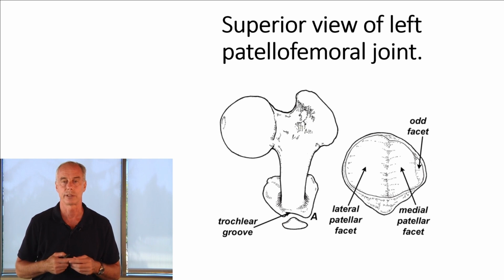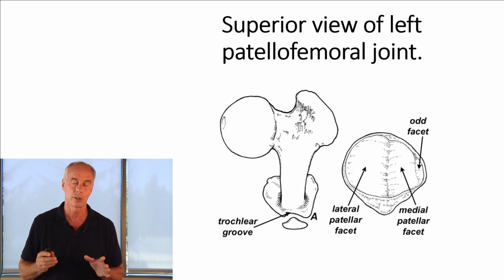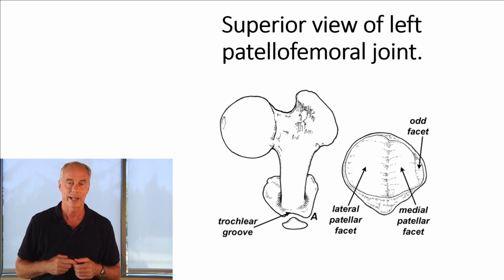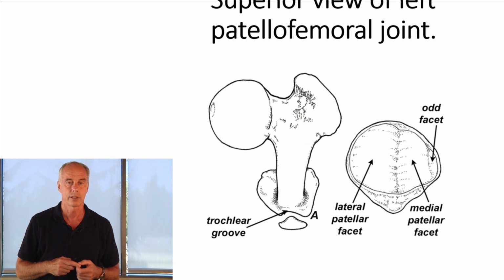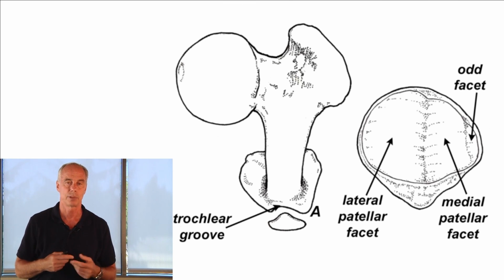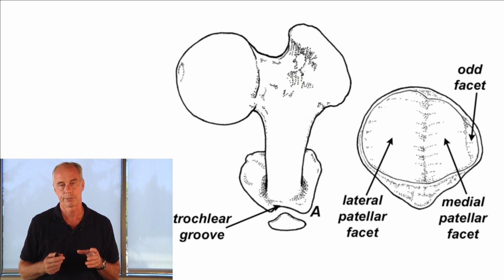As we move up the lower extremity, go into the patella, just to go over normal anatomy. The lateral and medial patellar facets, there's a little groove in there. And the trochlear groove, if you look at A where it projects, that's a left femur viewed from above.